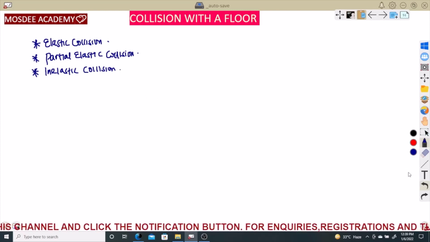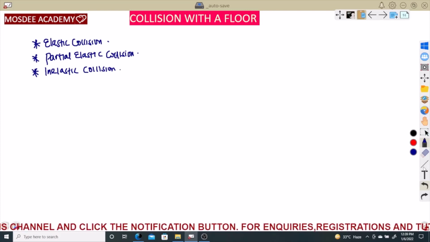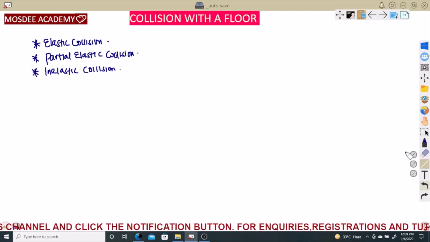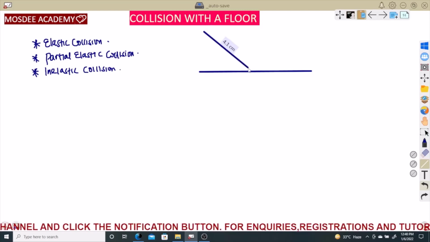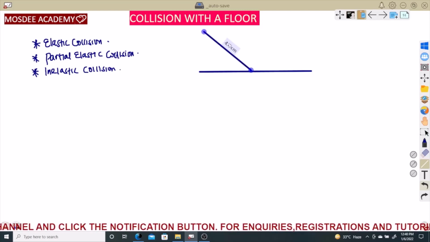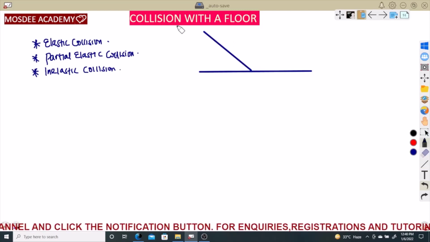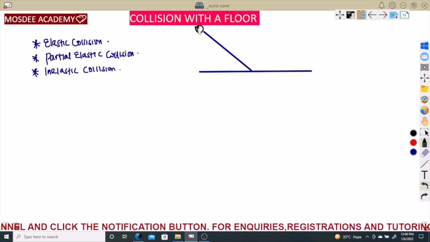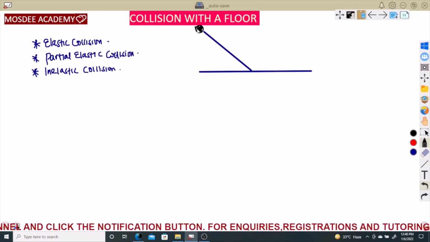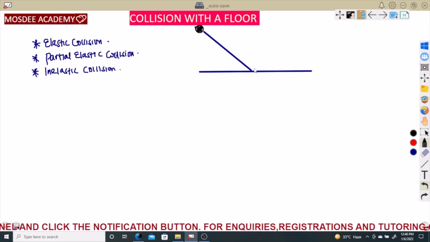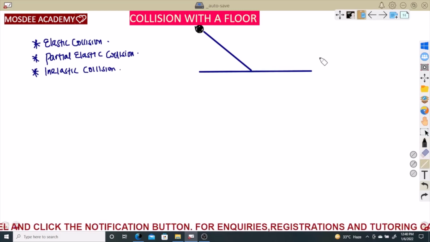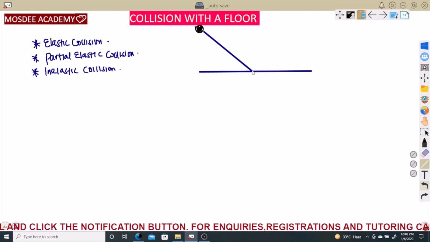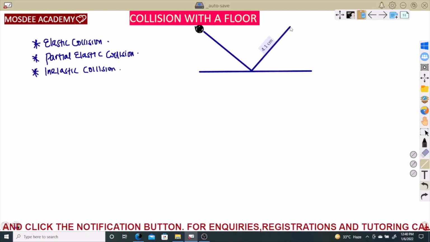It's more or less like the reflection of light. Let me quickly draw a good diagram, which I think I should be able to do this time around. Let's say this is a floor. The particle, or a snooker ball, hits the ground like that. When it hits the ground, we are going to have the normal. It was incident on this, then it's going to be reflected back.